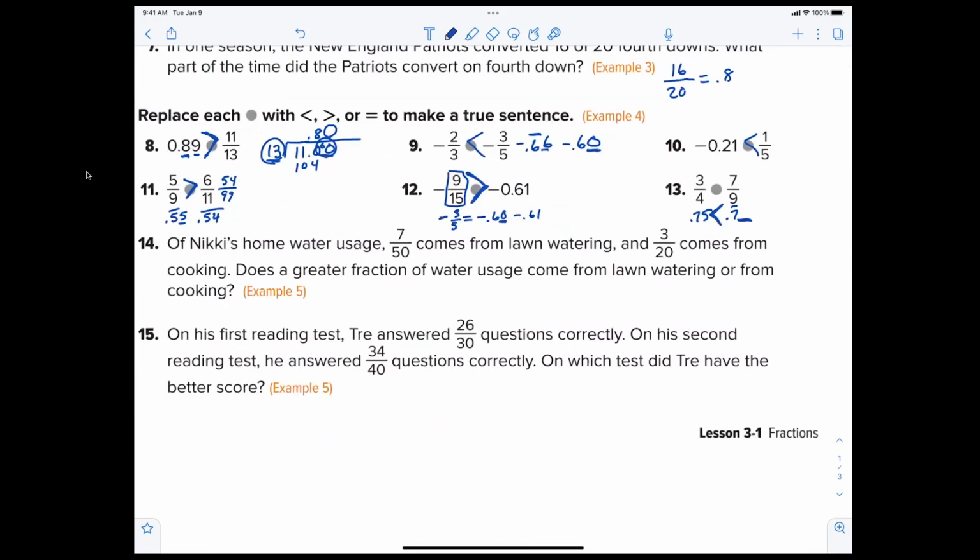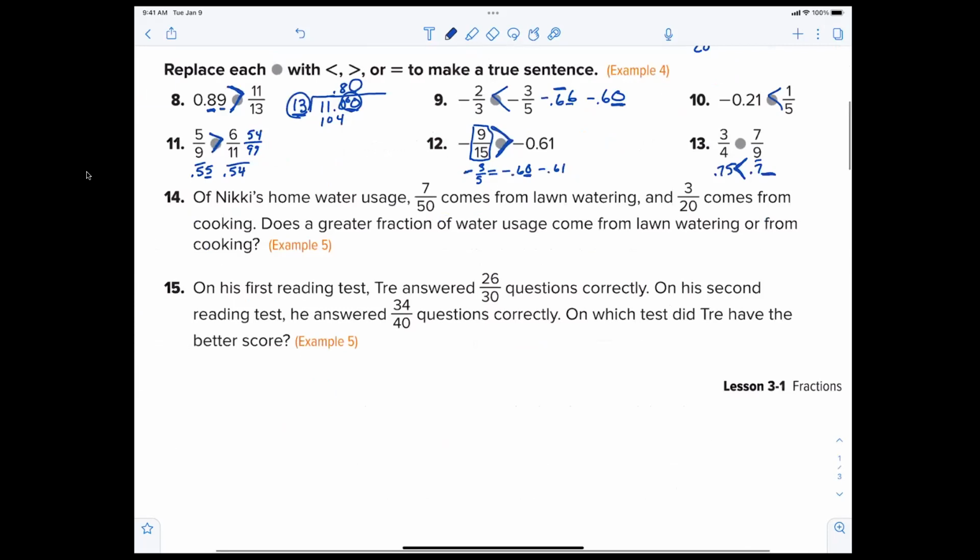All right. Here we go. 14, you get to read. All right, so just tell me, I don't care about the rest of that. What's 7/50 as a decimal? You are awesome, girl. And 3/20. Wow. All right, I'm proud of myself.